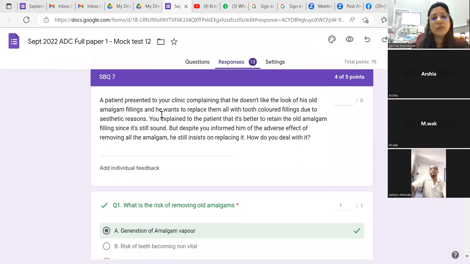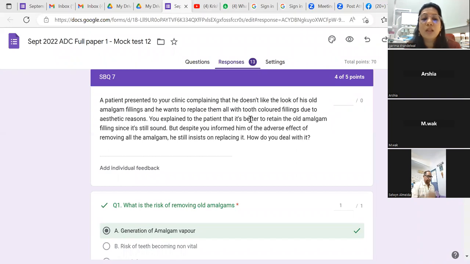Going back to the question, you explained to the patient that it's better to retain the old amalgam filling since it's still sound. But despite your information to him of the adverse effects of removing all the amalgam, he's still insisting on replacing it. How do you deal with it? See, as a patient, he has a right to get whatever kind of filling that he would like. And if he says replace, then eventually you will have to do so. But then you also have to provide him with a logical explanation.